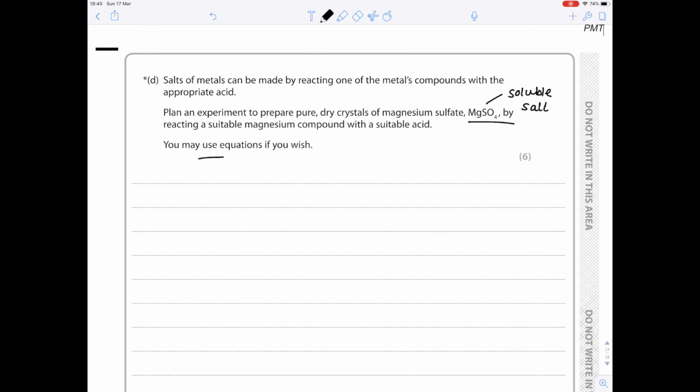So in terms of our metal compound, doesn't really matter which one you pick, but I'm just going to pick magnesium oxide. So I'm going to write react magnesium oxide with a suitable acid. So let's have a look at the salt we're actually after. Well, it's sulfate, so we're going to obviously have to use sulfuric acid. If it said magnesium chloride, we would have used hydrochloric acid. So react magnesium oxide with sulfuric acid.